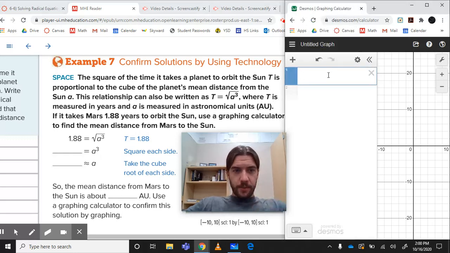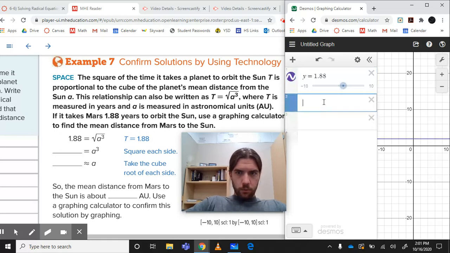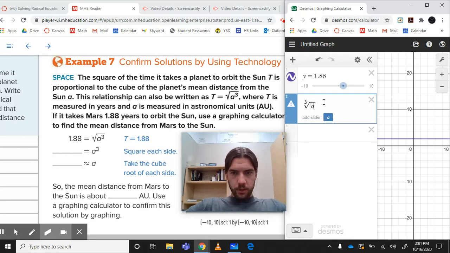So, as we have in the past, if we have an equation that says that the orbit of Mars is 1.88 years to get around the sun, and we want to find the mean distance from Mars to the sun, well, we'd have 1.88 needs to equal the square root of a cubed. And I guess I'll put x so that it likes it better.